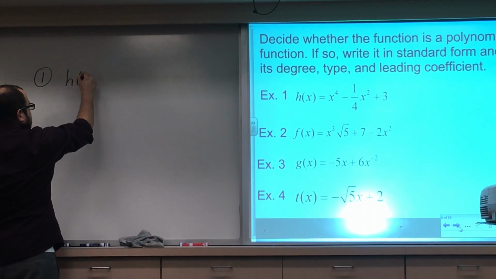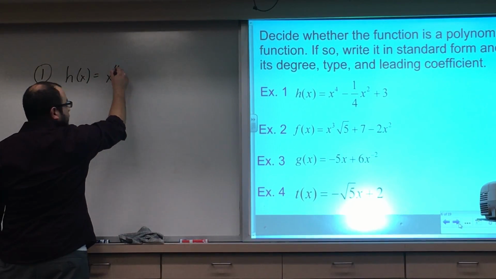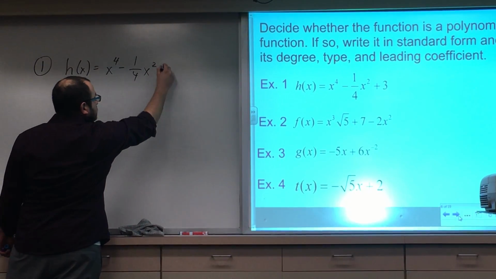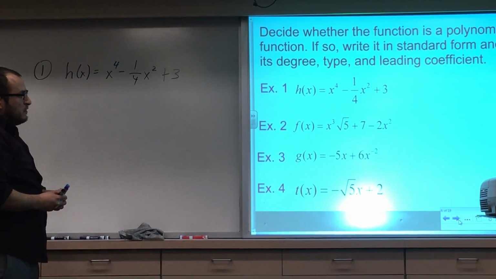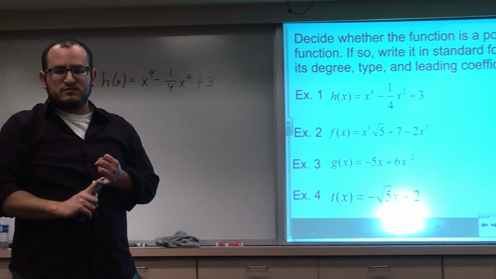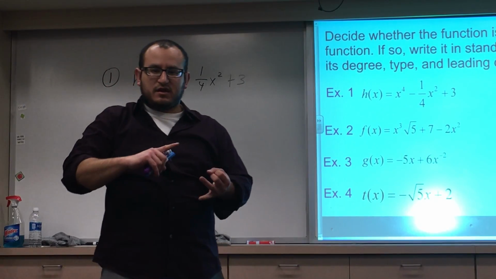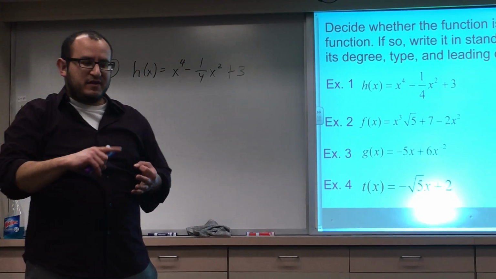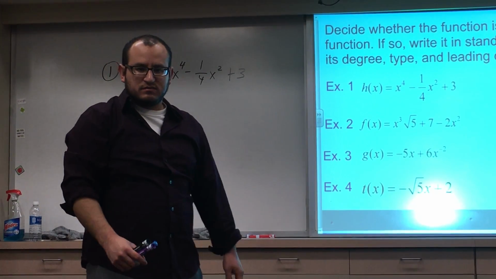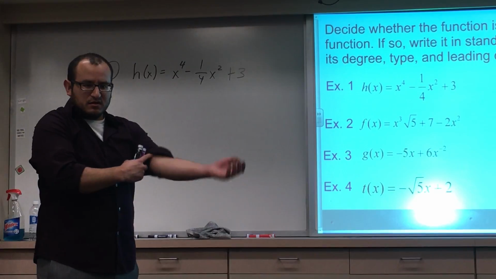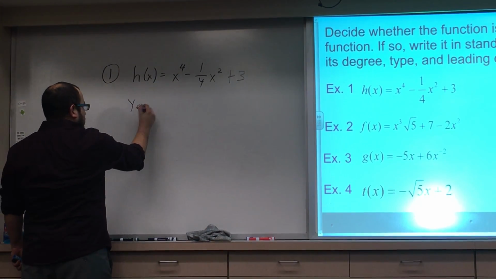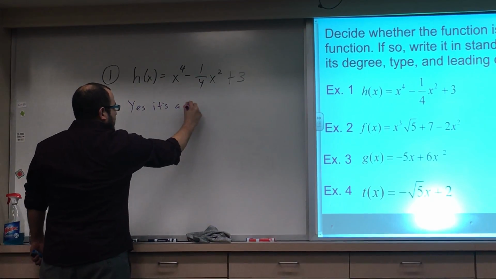First one, h of x equals x to the 4th minus x squared plus 3. So when you're looking for a polynomial, you're looking for whether you see radicals. We don't have any radicals. We don't have any logs. We don't have any division by x, and we don't have any x in the powers. So this is actually a polynomial function. So first question, yes. It's a polynomial.